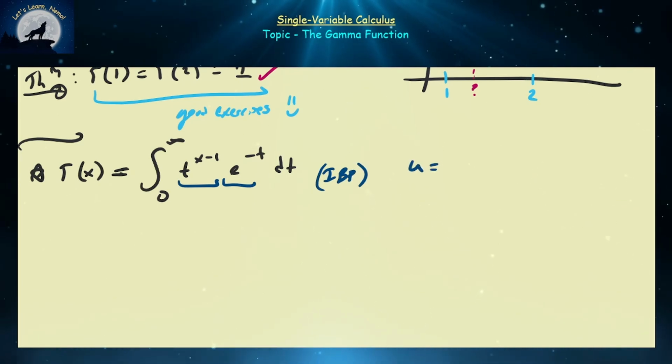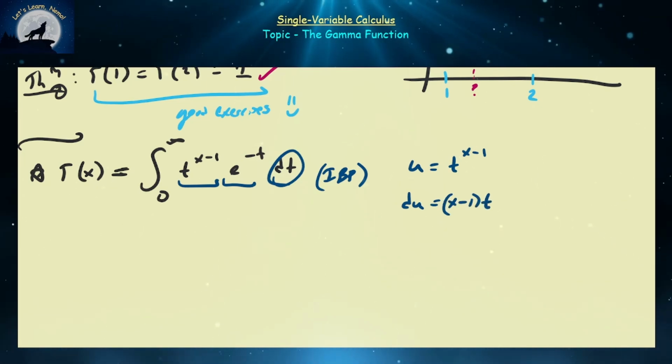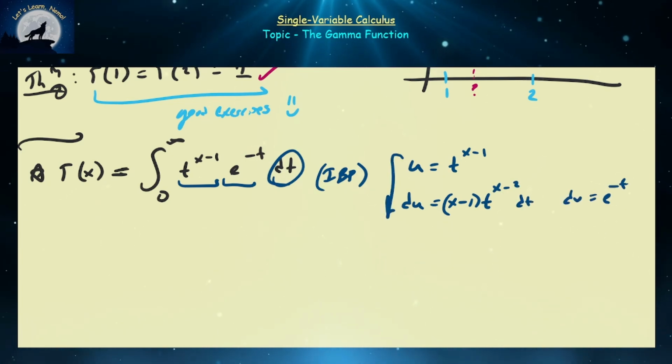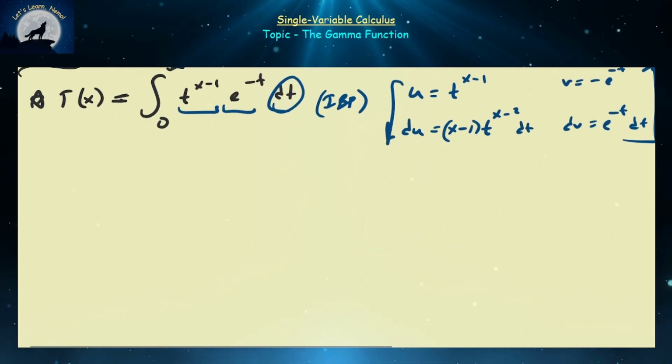In particular, you would let u be equal to t to the x minus 1, and therefore du will be equal to what? So keep in mind, we're differentiating with respect to t here. So x minus 1 is a constant as far as we're concerned. So that's going to be x minus 1 times t to the power of x minus 2 dt. So that's going downwards. And then that means dv will be equal to e to the minus t dt, forcing v to be equal to minus e to the minus t. Right? So that sets us up for some integration by parts action. So let's see what that turns into.